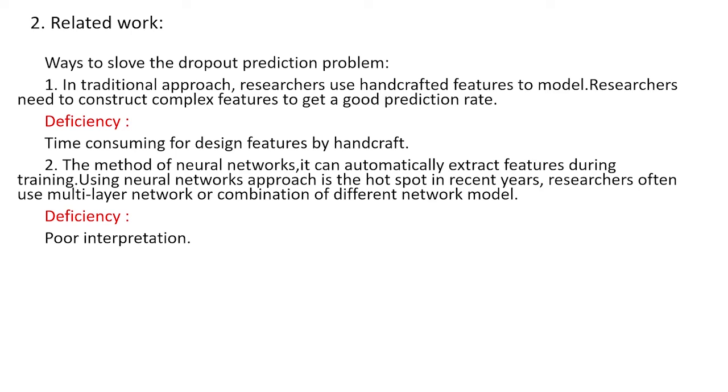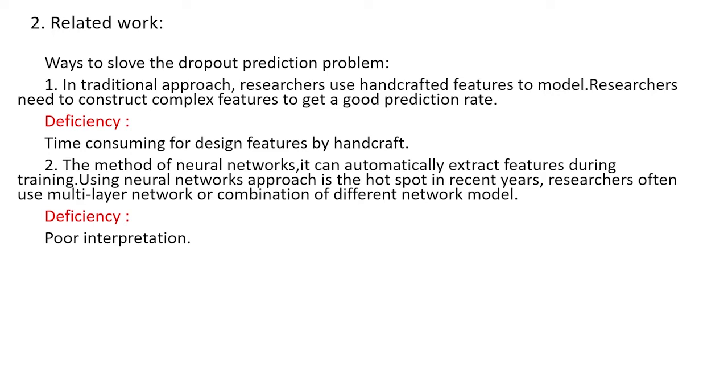The second part is related work. Commonly, there are 2 ways to solve the dropout prediction problem. The first way is the traditional approach. Researchers use handcrafted features to model, and they need to construct complex features to get a good prediction rate. In this way, the deficiency is obvious, that is, it is time consuming to design features by handcraft.